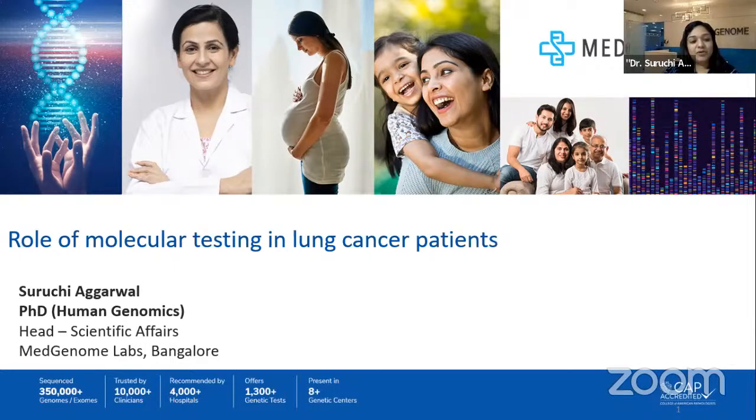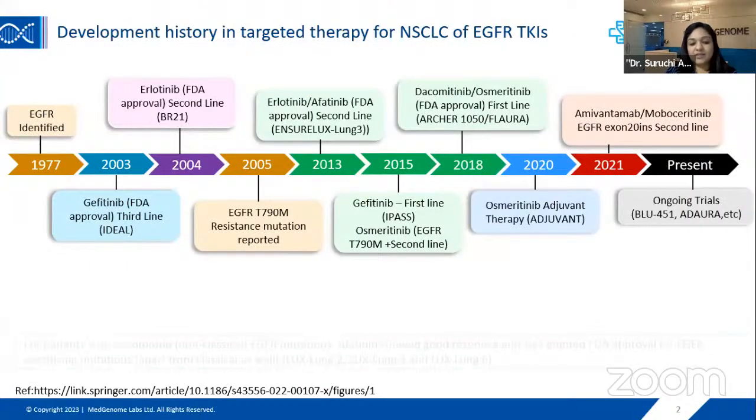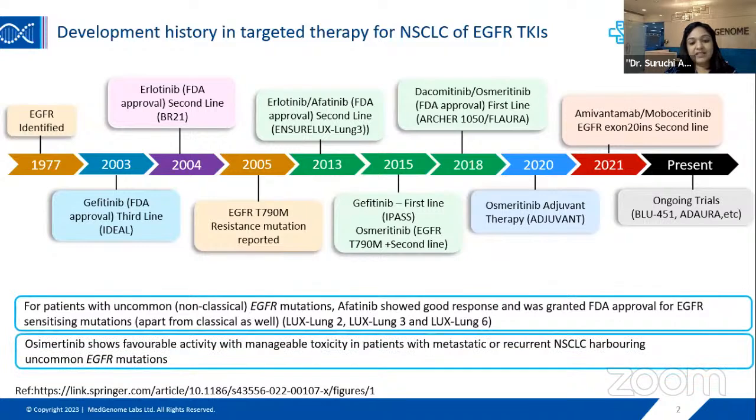So today I'll be talking about the role of molecular testing in lung cancer. As we all know, lung cancer is the cancer where we have the most targetable biomarkers. We are all aware of this timeline: in 1977, when EGFR was identified, it was a breakthrough. Since then, a lot of first line, second line, third line EGFR TKIs have been approved. Even for exon 20 insertion, which is a rare mutation in EGFR, we have a drug approved, and there are ongoing trials for other uncommon mutations in EGFR.